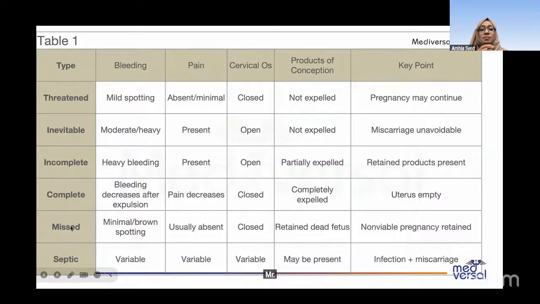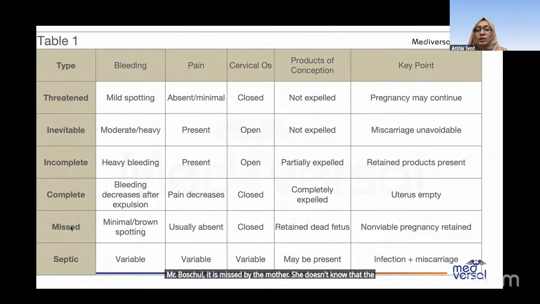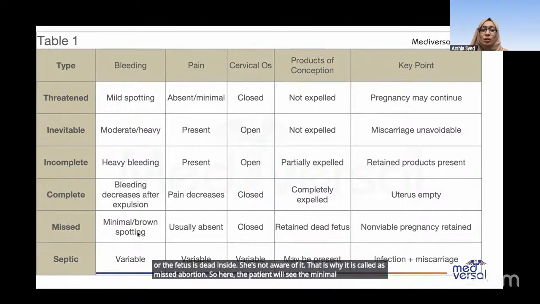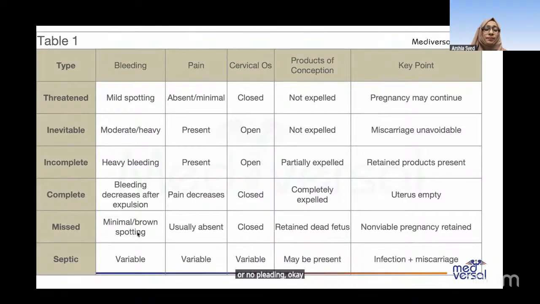Missed abortion, it is missed by the mother. She doesn't know that the pregnancy is no longer viable, or the fetus is dead inside. She's not aware of it. That is why it is called a missed abortion. So here the patient will have either minimal or no bleeding, or some brownish discharge. Pain is usually absent. The cervix is closed, but on ultrasound, the fetus is dead inside. So this sort of pregnancy is non-viable.